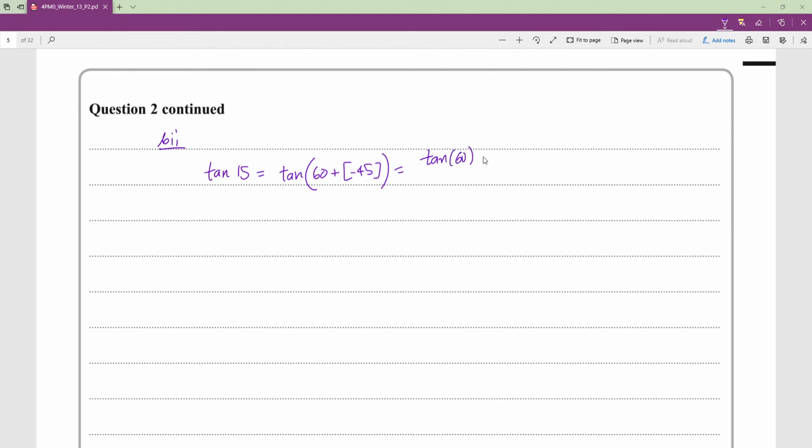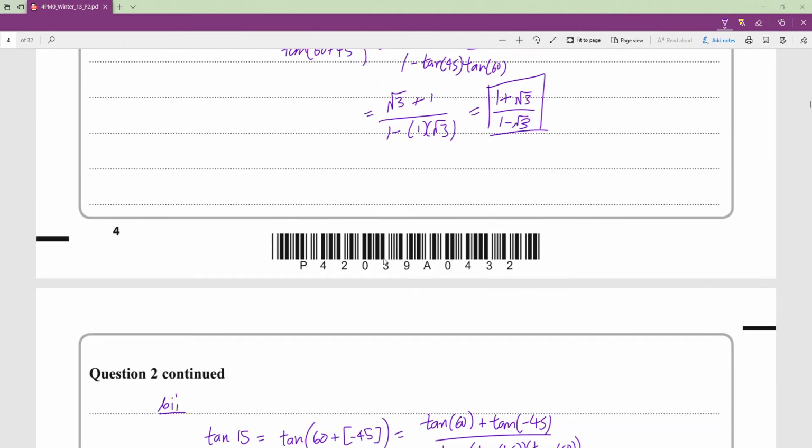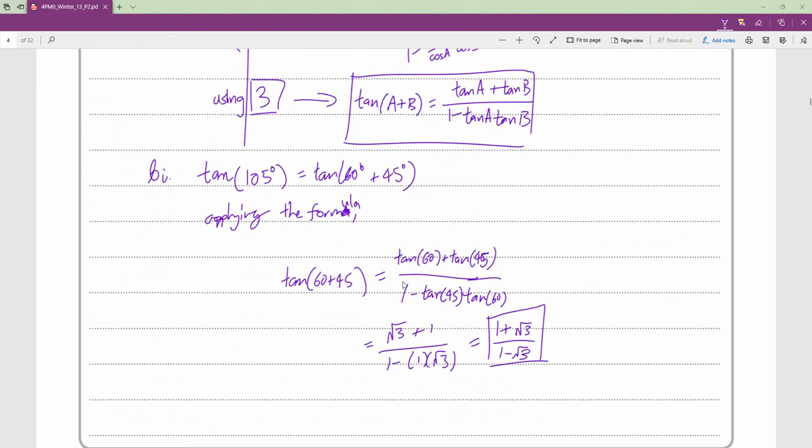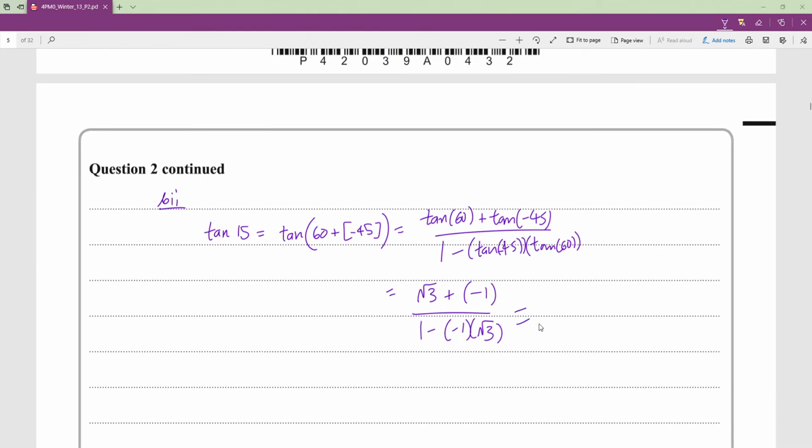tan 60 plus tan minus 45, tan a plus tan b, divided by 1 minus tan minus 45 tan 60, 1 minus tan a tan b, which is equal to root 3 plus minus 1 over 1 minus 1 multiplied by root 3, which is basically the same as the form we want, root 3 minus 1 over 1 plus root 3. So this is root 3 minus 1 divided by 1 plus root 3.